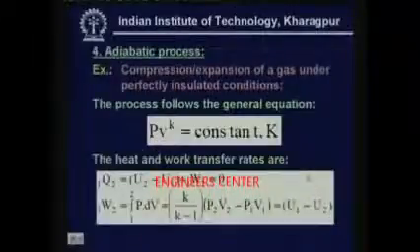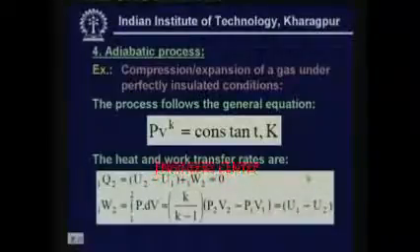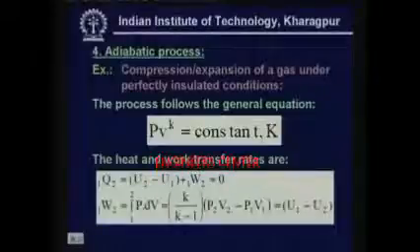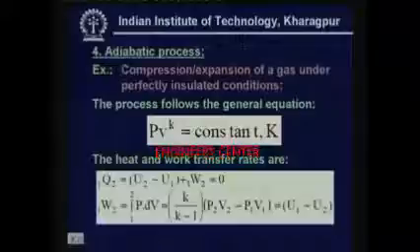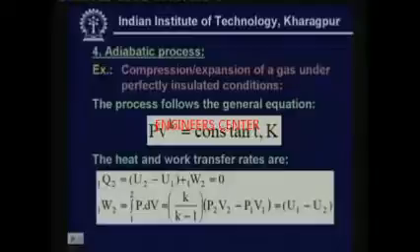Now let us look at another simple process known as an adiabatic process. Generally, an adiabatic process means a process in which there is no heat transfer, either to the system or from the system, okay. Such a process is known as an adiabatic process. You can have an adiabatic non-flow process or an adiabatic flow process. Let me give you an example of an adiabatic non-flow process. The example given here is compression and expansion of a gas under perfectly insulated conditions.